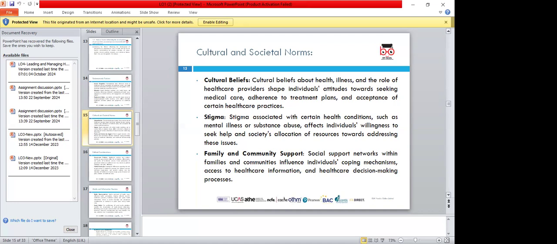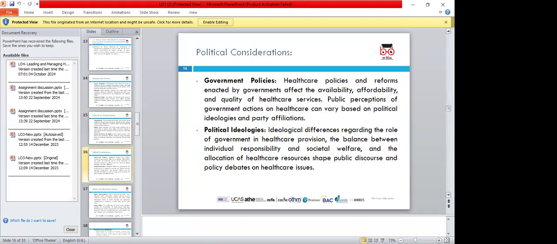And it's important that those informations are shared with these families, and that helps you. So they can either impact you or advise you negatively or positively. Then let's look at government policies. Healthcare policies and reforms were made by government to affect availability, affordability, and quality of healthcare services.